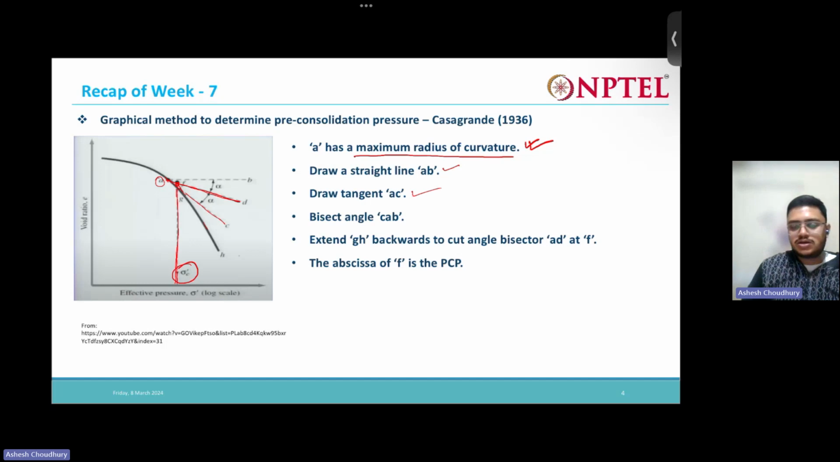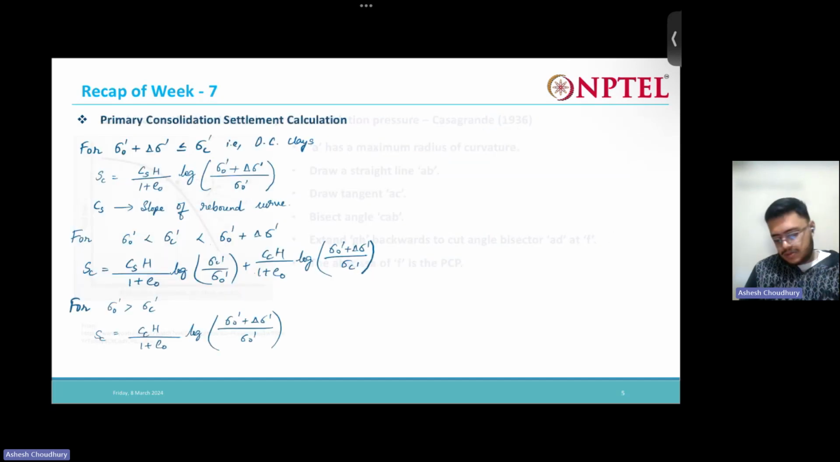So very simple. We identify the point of maximum curvature, draw a straight line, then draw a tangent at that point, then bisect that angle, then extend the straight portion to intersect the angle bisector. The abscissa of that intersection point, its x coordinate, is the pre-consolidation pressure. This is how we calculate it.